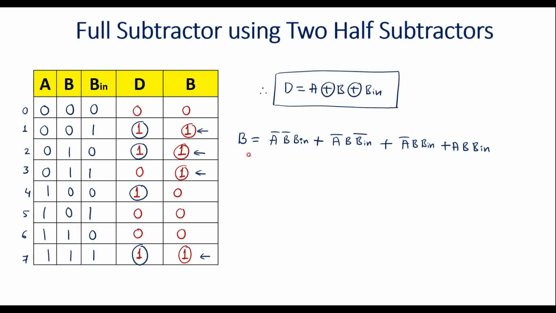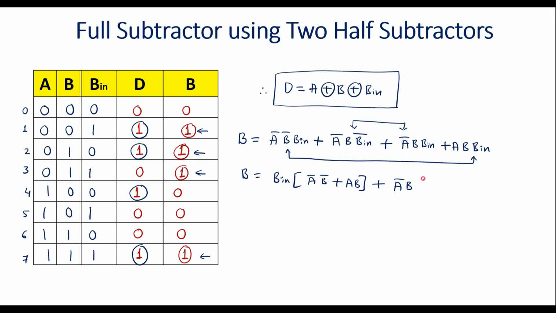Now let me simplify this further. That is, borrow is equal to, now compare this expression and this expression. Here I can take B in as a common term, that is B in, so here it will be A bar B bar plus here it is A B. Similarly, if I compare these two expressions, I can take A bar B as a common term, that is A bar B. Here we have B in bar plus B in.